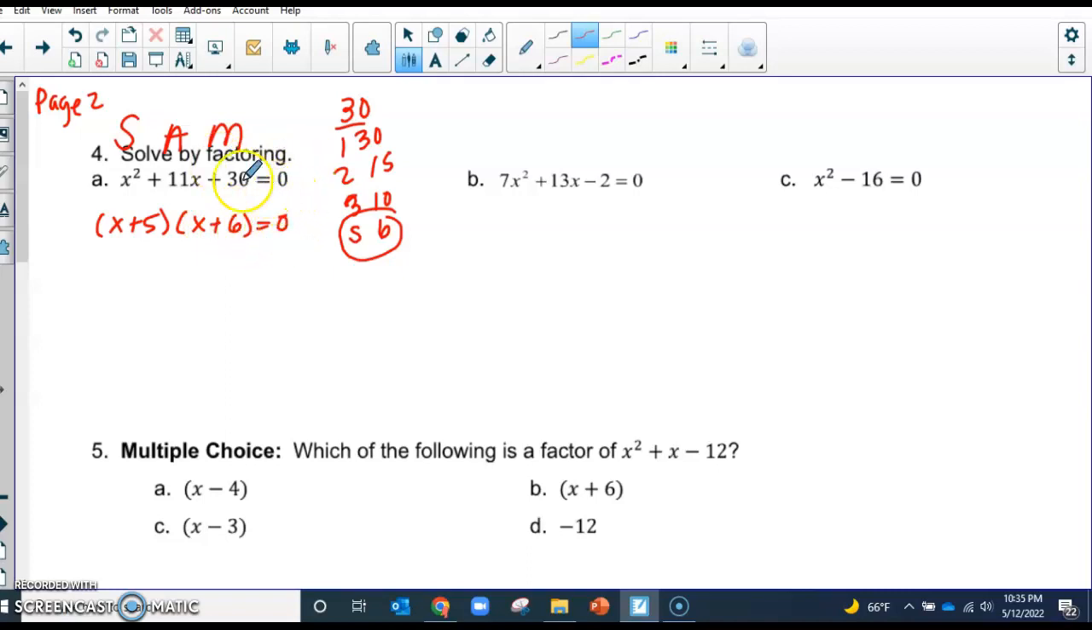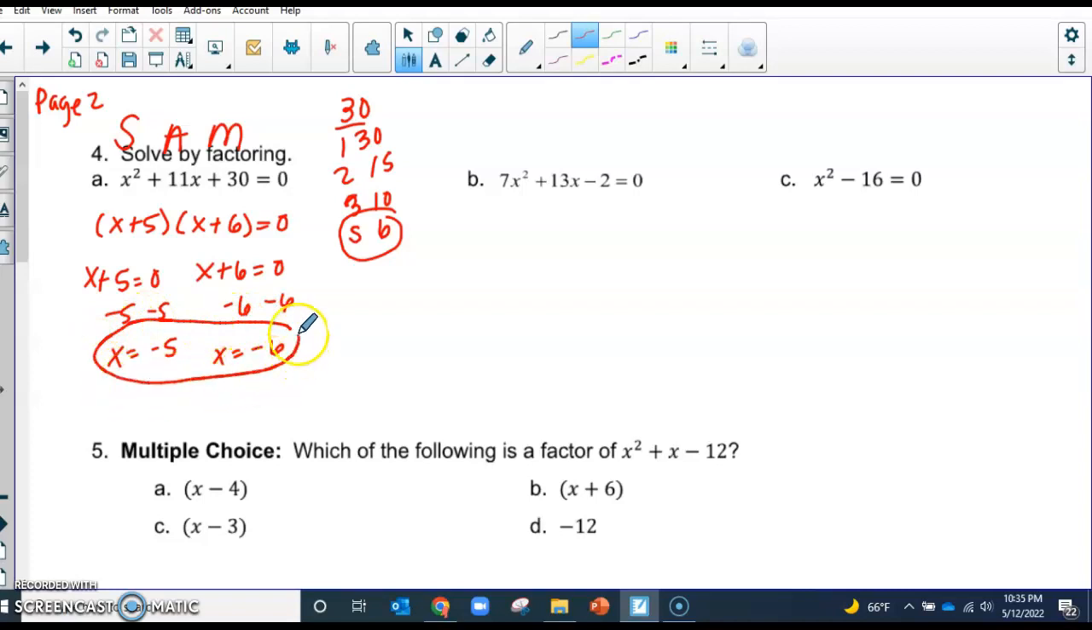Notice these are equal to 0. Anytime you have something equal to 0, you're actually solving for x at the end. So the next step is to set each part equal to 0. And then I'm going to do the opposite and get x equals -5 and x equals -6 as my final answers.